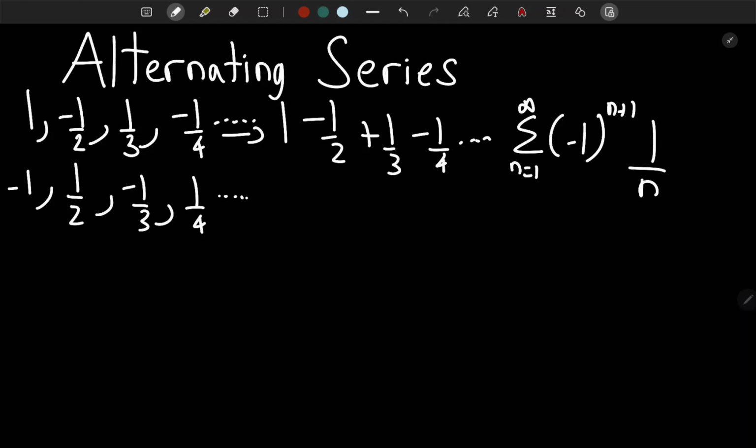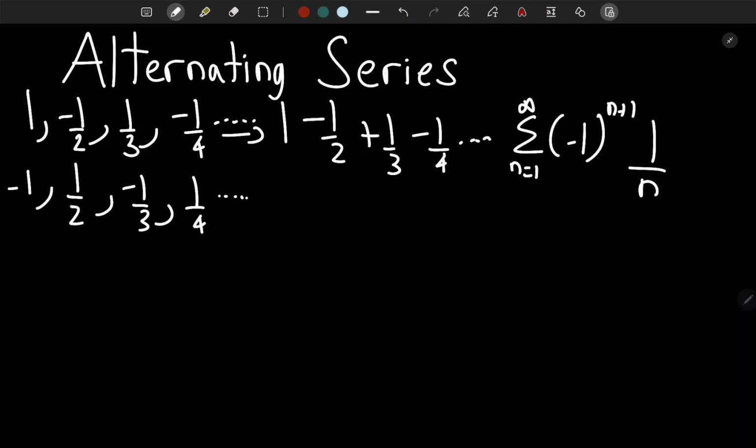So if you substitute 1 as the first term, you will get negative 1 to the power of 2 multiplied by 1 over 1, which is also 1. So you get the first term, which is 1. And if you put n as 2, you will get negative 1 over 2. If you put n as 3, you will get 1 over 3. So this is the general formula for generating this series, right?